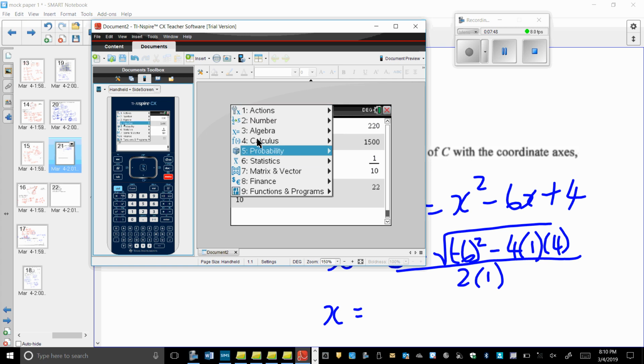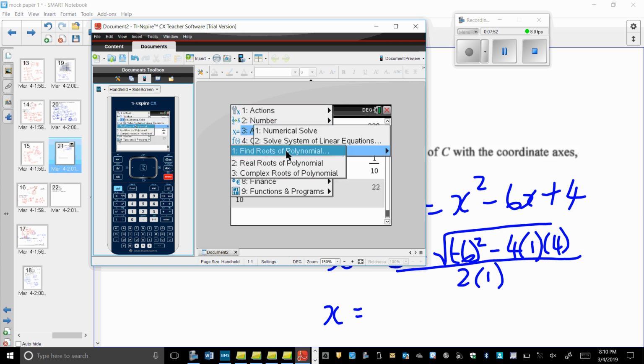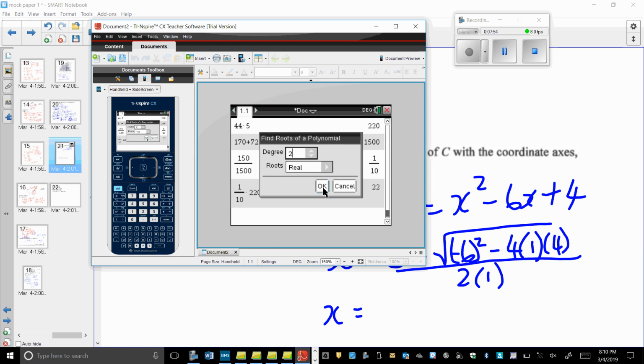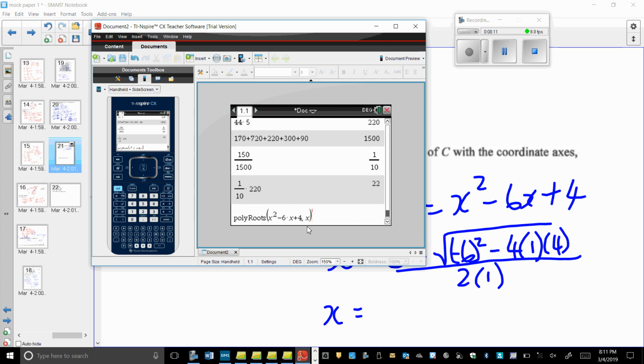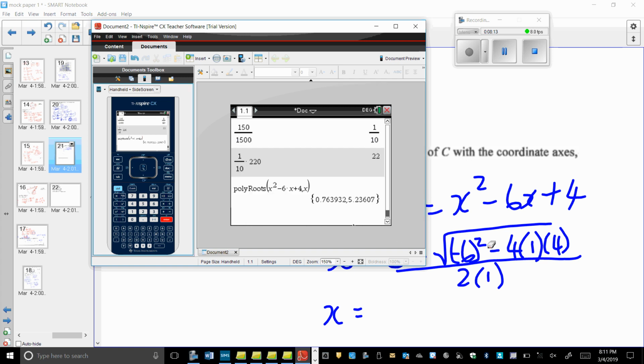So in algebra, it's a polynomial, find the roots of a polynomial. So our values are 1, negative 6, and 4. So we've got 0. How accurate do we need to be?